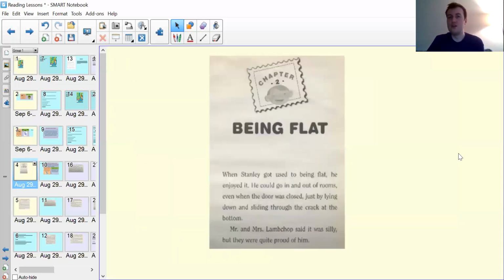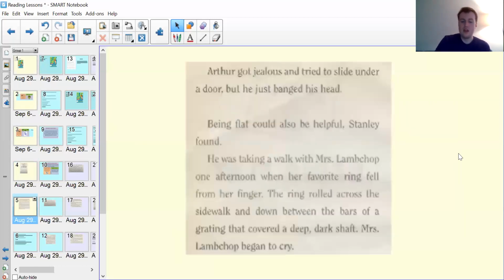Right, now on to our new favourite book, which is Being Flat. When Stanley got used to being flat, he enjoyed it. He could go in and out of rooms, even when the door was closed, just by lying down and sliding through the crack at the bottom. Mr. and Mrs. Lambchop said it was silly, but they were quite proud of him. Arthur got jealous and tried to slide under a door, but he just banged his head.